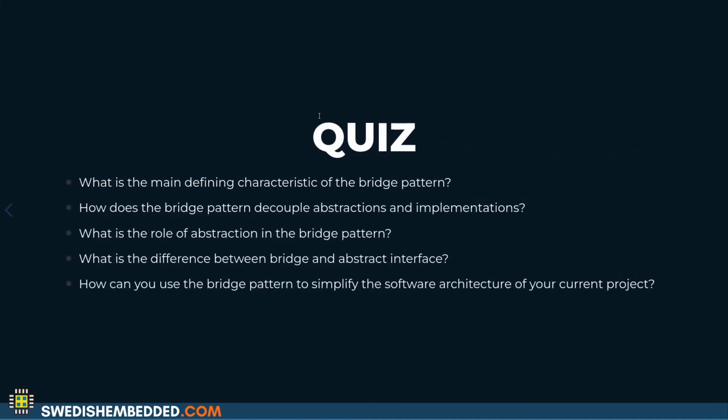So let's verify your understanding of this pattern. What is the main defining characteristic of the bridge pattern? How does the bridge pattern decouple abstractions and implementation? What underlying pattern do we use as part of the bridge pattern that the bridge pattern kind of builds on? What is the role of abstraction in the bridge pattern? Why do we need to have those extra abstractions? What are we trying to abstract away?